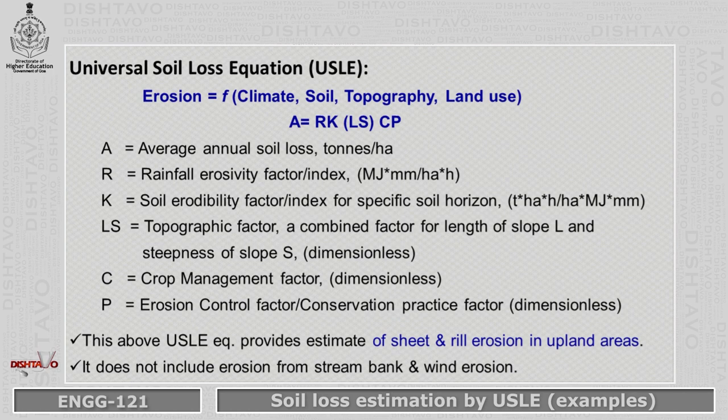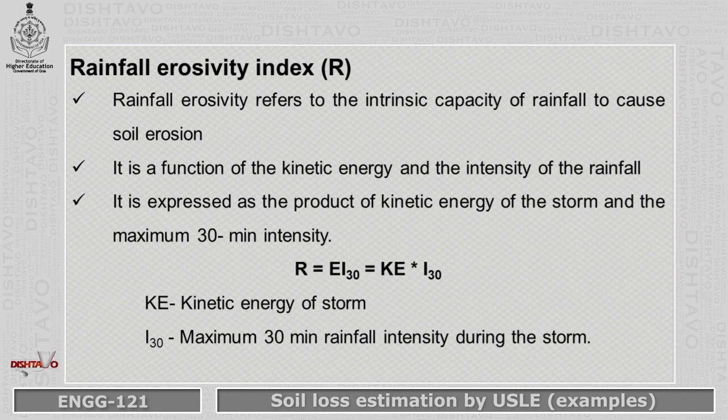This equation gives the estimation of sheet and rill erosion only in upland areas. It does not give us erosion from other types, like stream bank or wind erosion. The different terms like rainfall erosivity index, R, K, LSCP, we will see all these terms now.